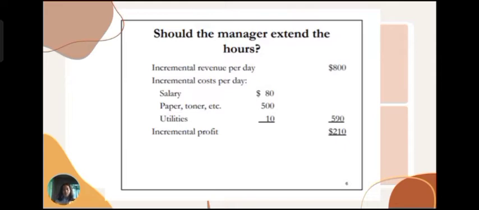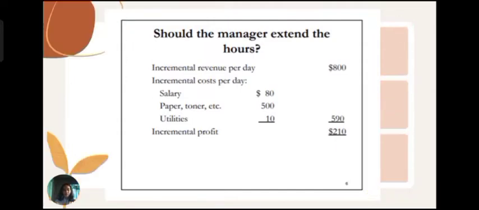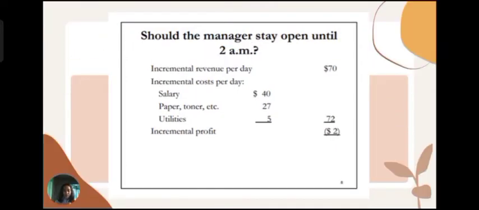Incremental revenue per day is $800, while the sum of the incremental cost per day is $590. So the incremental profit is $210. So the other option is, should the manager stay open until 2 a.m.?